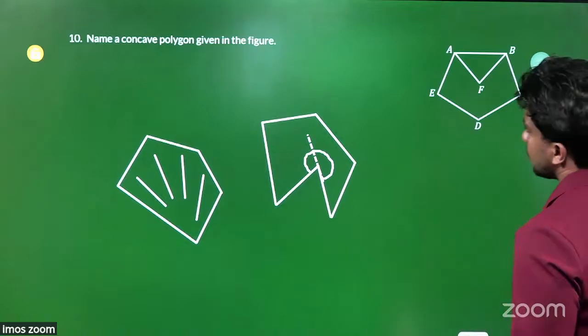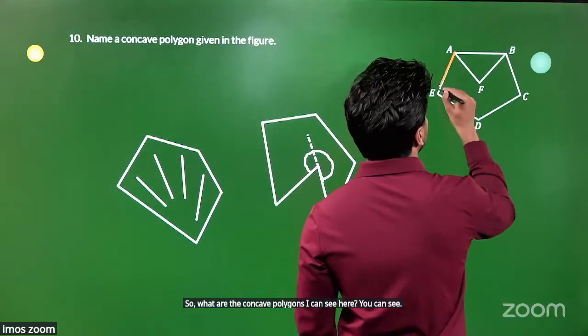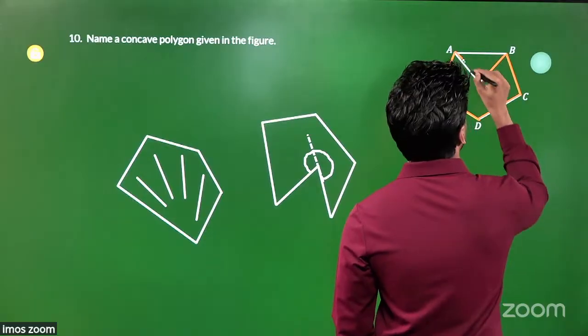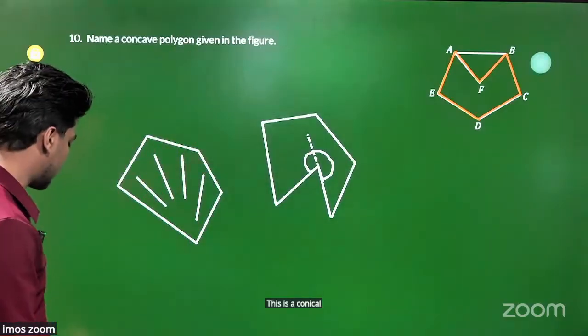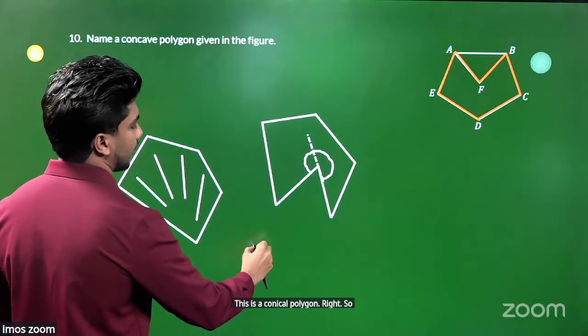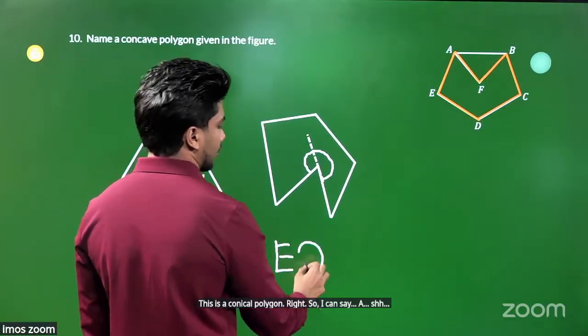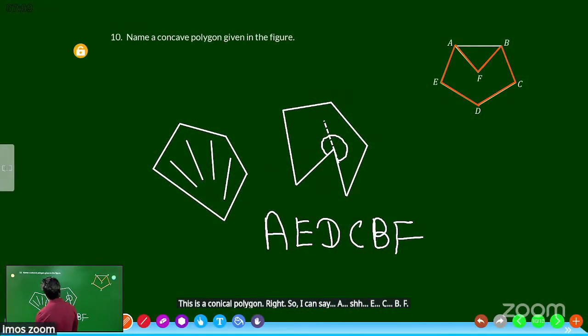Right. So what are the concave polygons I can see here? Here you can see, right? This is a concave polygon. Right. So I can say A, E, C, B, F. This is a concave polygon. Turn on the chat. Can you understand what we mean by concave and convex polygons? Clearly.